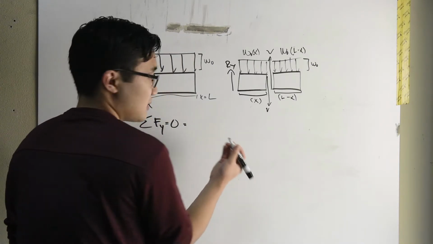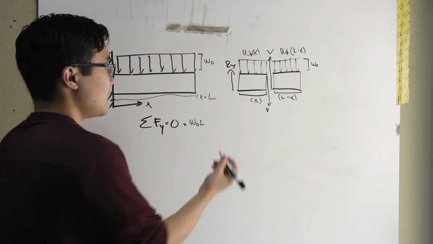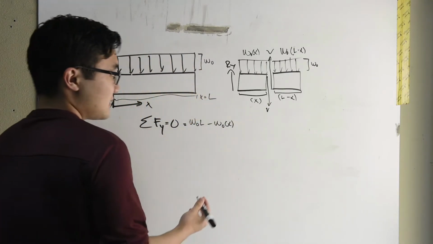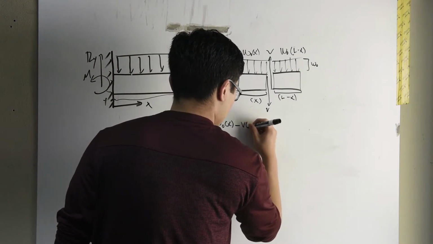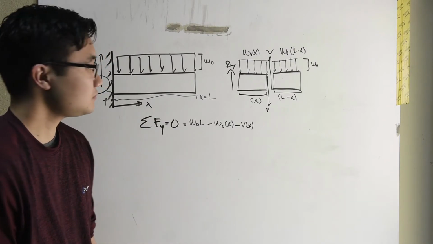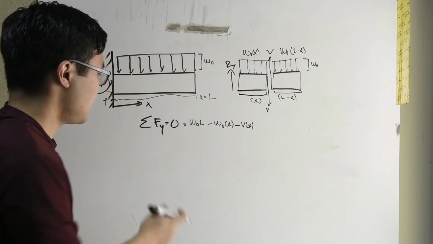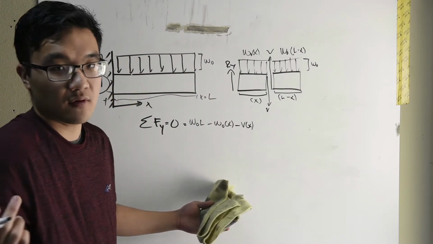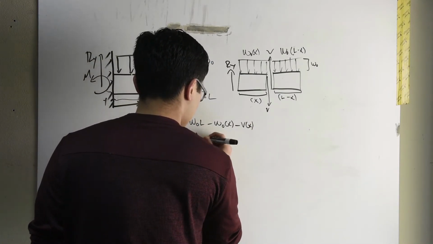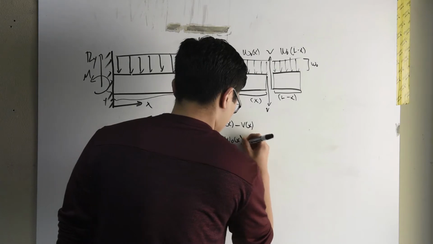Therefore, Ry, which we already solved for, which is W naught L, Ry minus W naught x minus the shear force as a function of x have to equal 0. Because both of these are acting down, Ry is acting up. Now we solve, because this side equals 0, we just solve for our shear force as a function of x. So V of x equals W naught L minus W naught x.